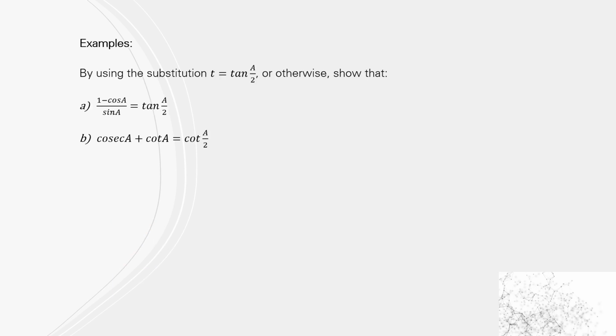So here's two examples using T equals tan of A over 2. Now these have both come from HSC, so it did actually say using that substitution or otherwise. So the recommendation is if they're suggesting it, then it's easy enough to use it. So we'll do that. Both of them you'll know is a left-hand side equals a right-hand side. So let's work our way through.